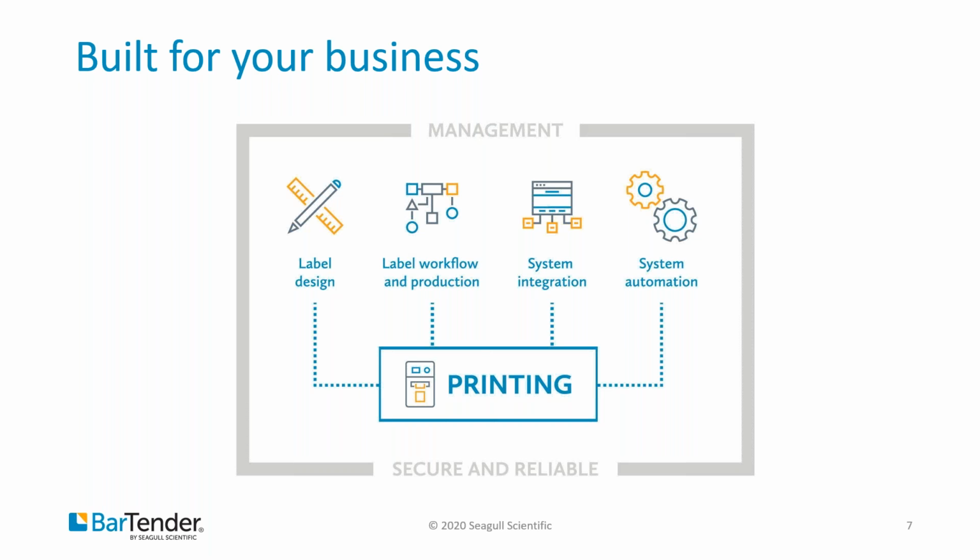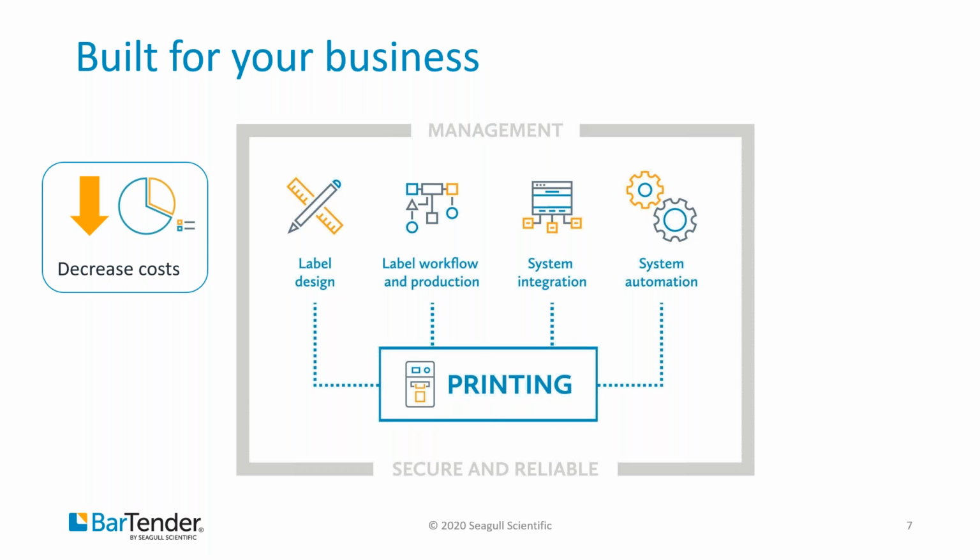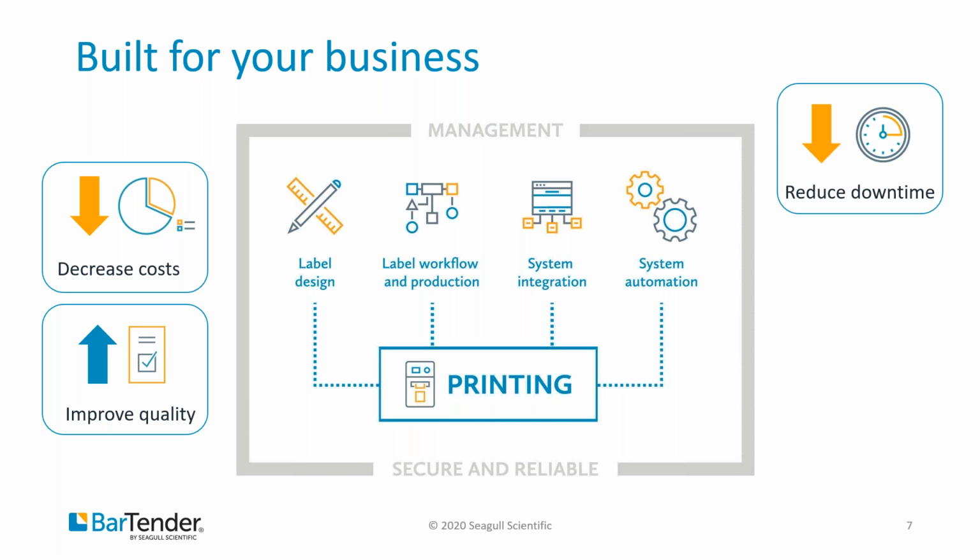BarTender 2021 will allow you to decrease your cost of operation through faster implementation with fewer technical resources required. It will improve overall quality by providing tools to allow you to easily design commercial quality labels that meet your specific requirements. And our solutions look to reduce downtime with proven technology built with reliability and robustness in mind.